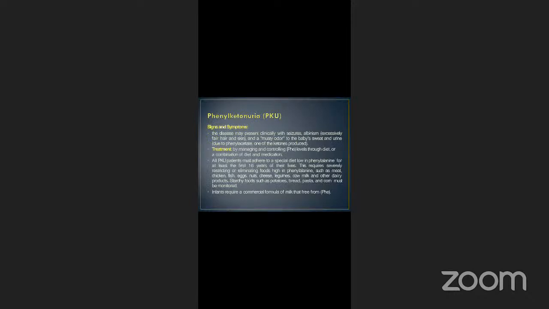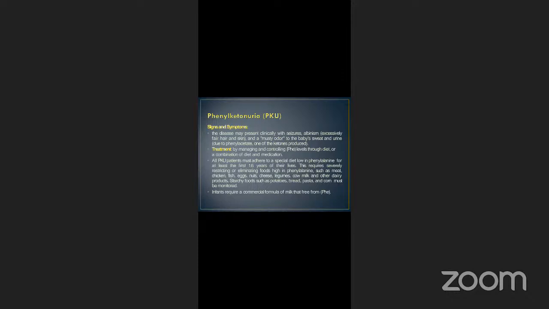So signs and symptoms are seizures, albinism, and a musty odor in the baby's sweat. Then the urine also will have a musty odor. The treatment for this is we can manage the levels only through medication and diet. We cannot change the gene. So they will have a special diet, which is low in phenylalanine, at least in the first 16 years of their lives.